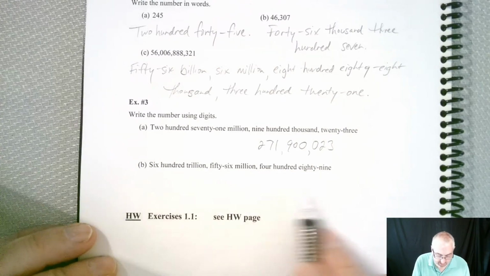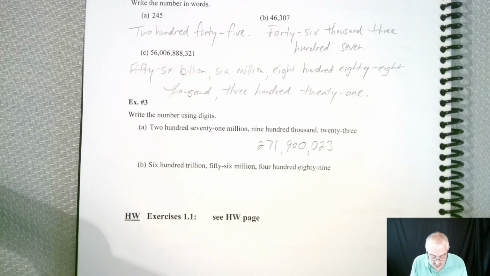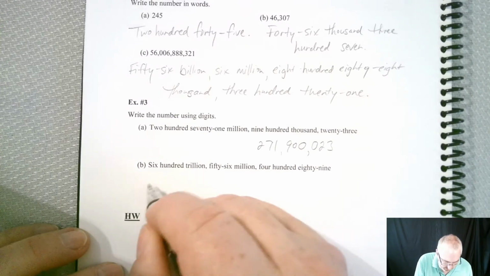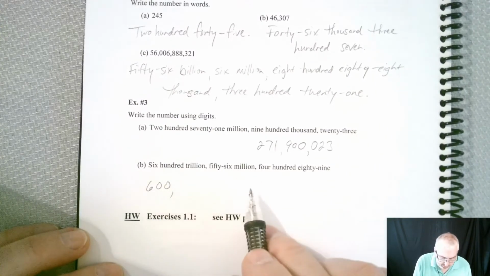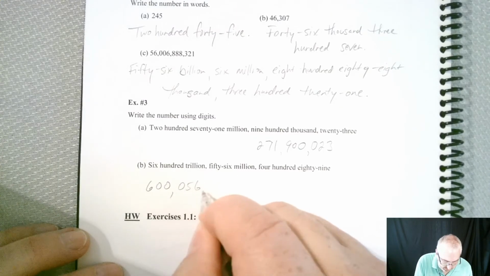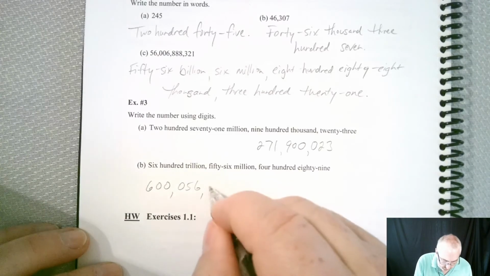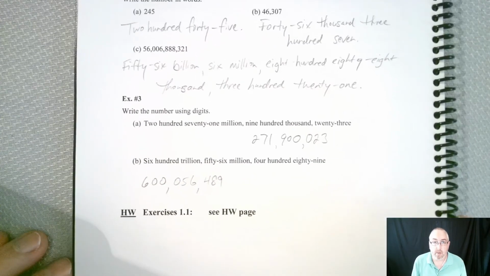All right, let's try this last one. 489. All right, well, let's just take a shot at it and see what we think. All right, so 600 trillion. There's nothing fancy, so I'm going to do that. Okay, 56 million. Okay, so 56, there's no hundred, so I'm going to go 056. And then 489. So, okay, so I'll go 489. So does that seem right to you?